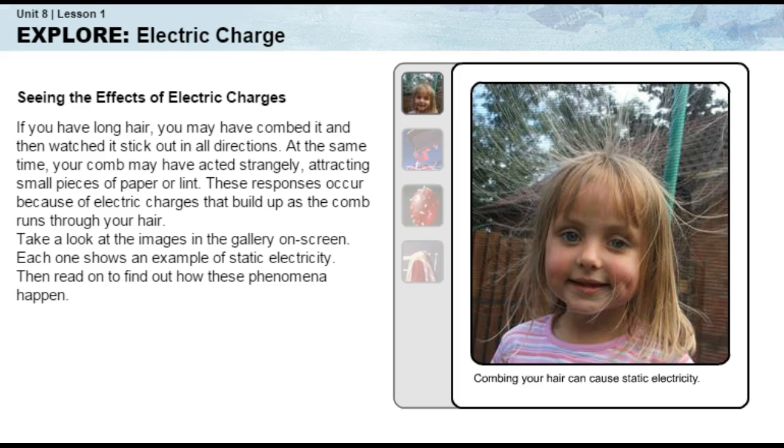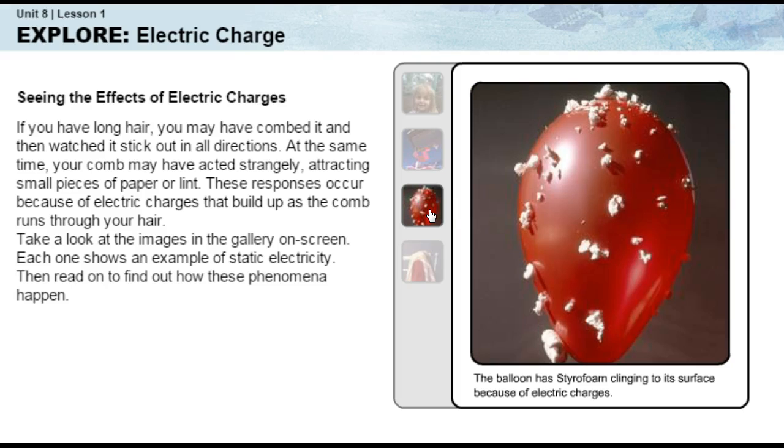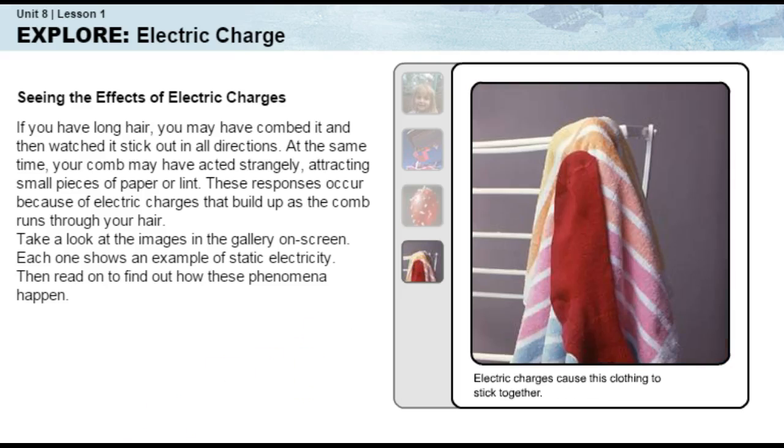If you have long hair, you may have combed it and then watched it stick out in all directions. At the same time, your comb may have acted strangely, attracting small pieces of paper to it. These responses occur because of electric charges that build up as the comb runs through your hair. Take a look at these images in the gallery. Each one shows an example of static electricity. Then read on to find out how these phenomena happen.